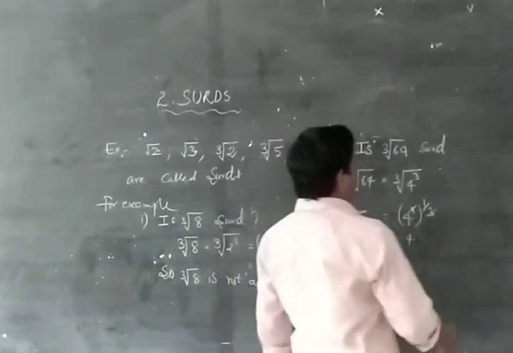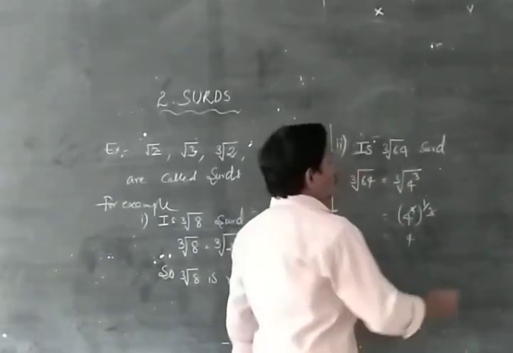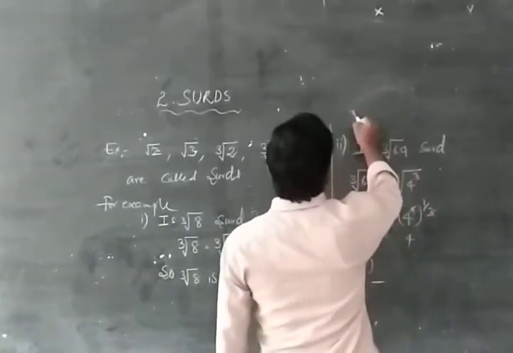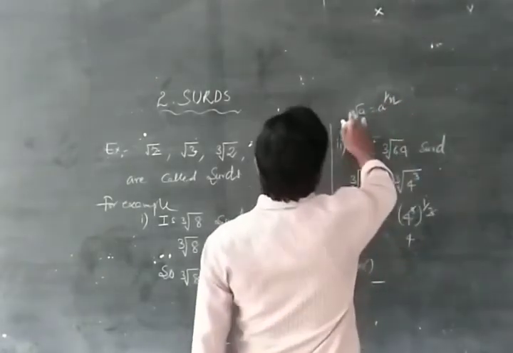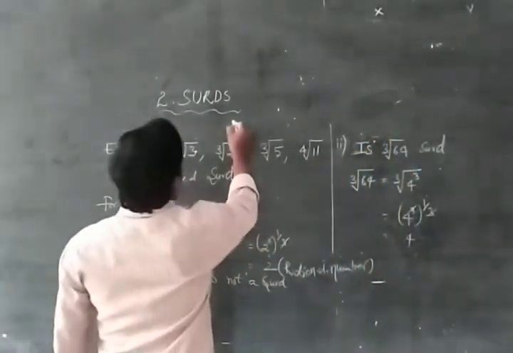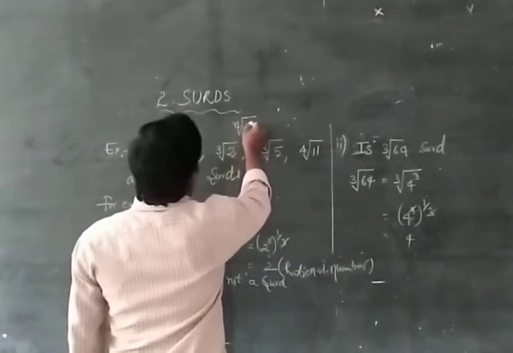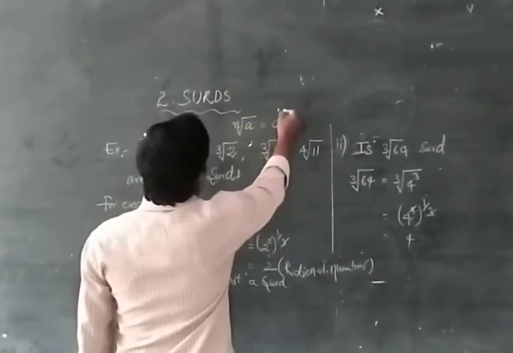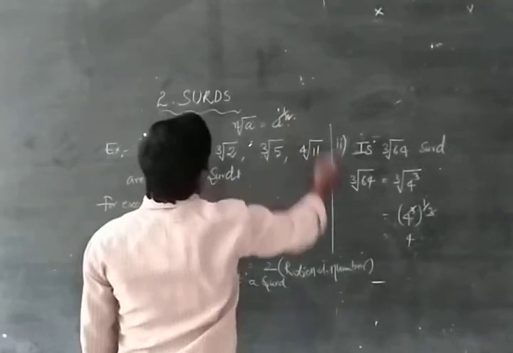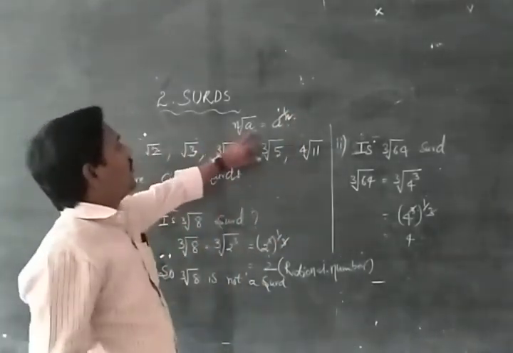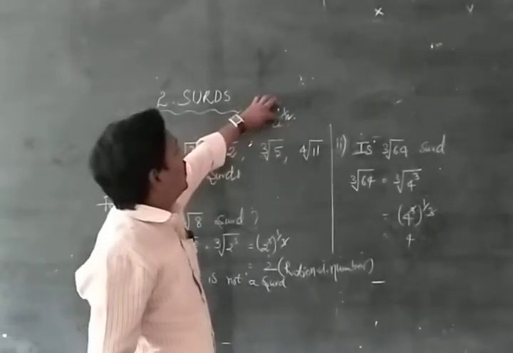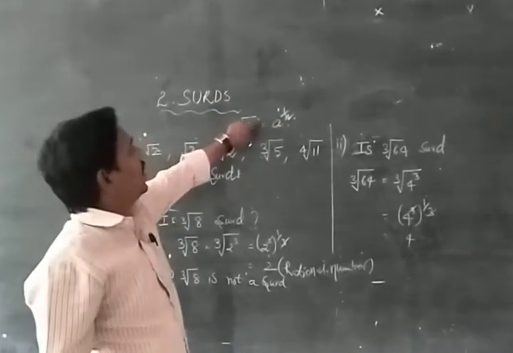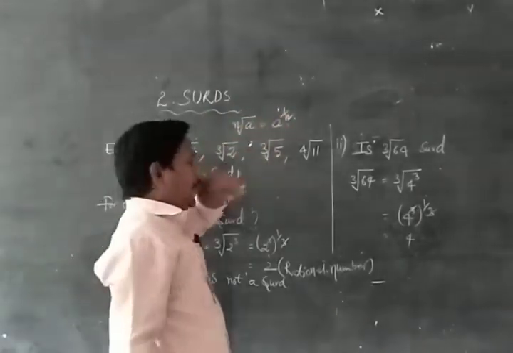What formula do we have to use here? The nth root of a equals a power 1 by n. So write down here: the nth root of a equals a power 1 by n.